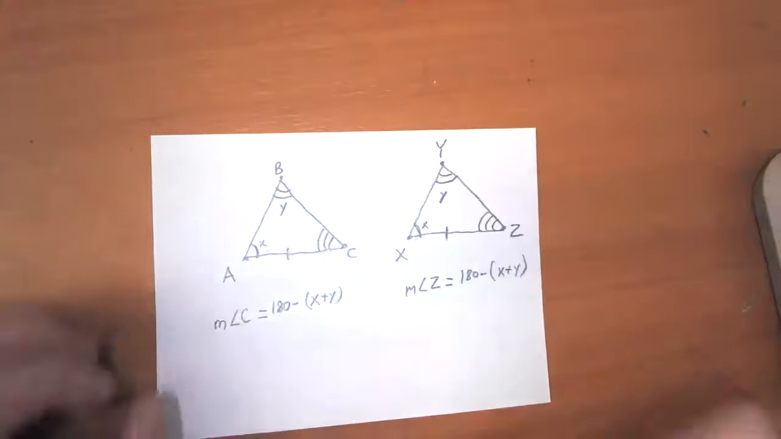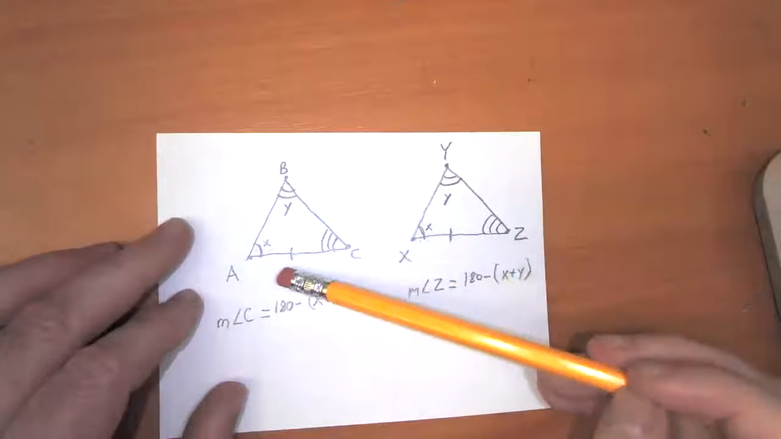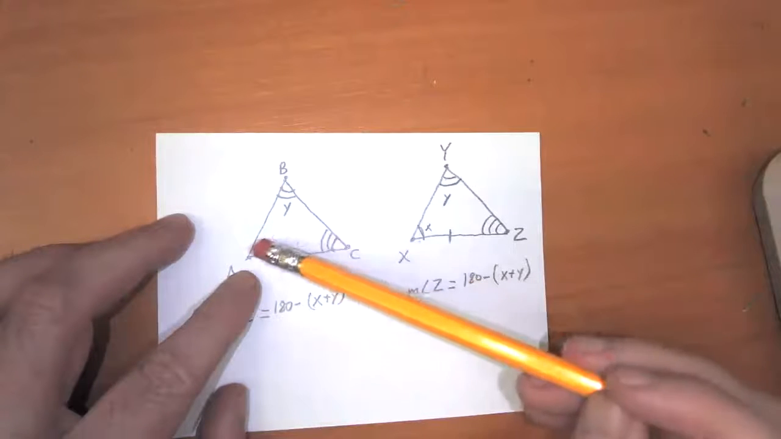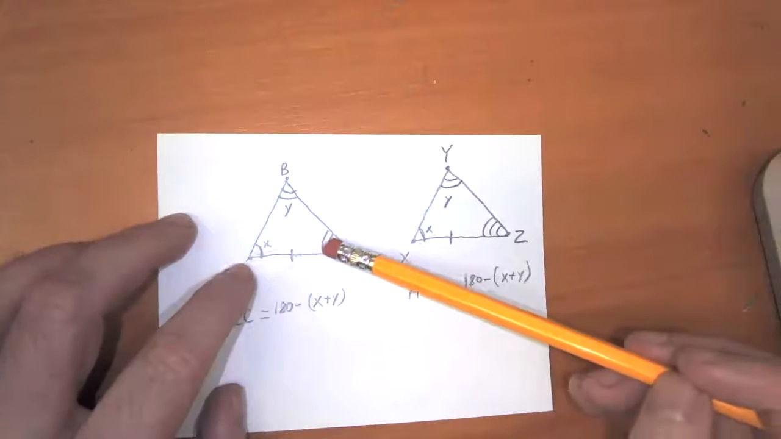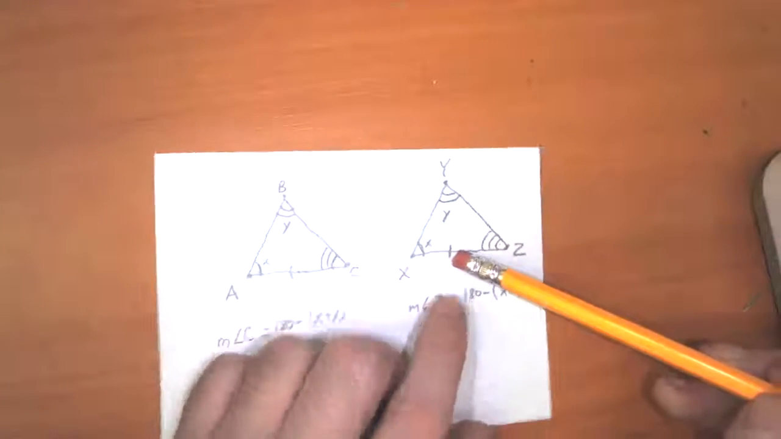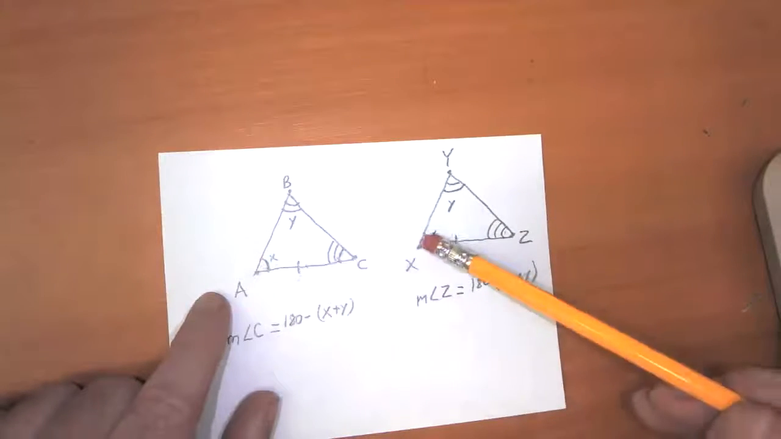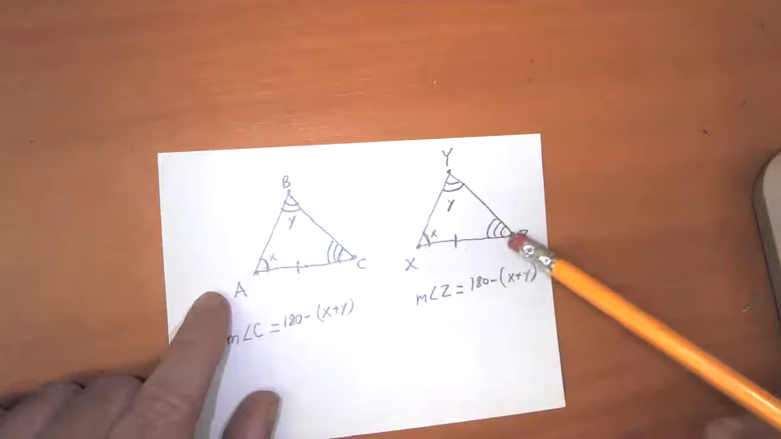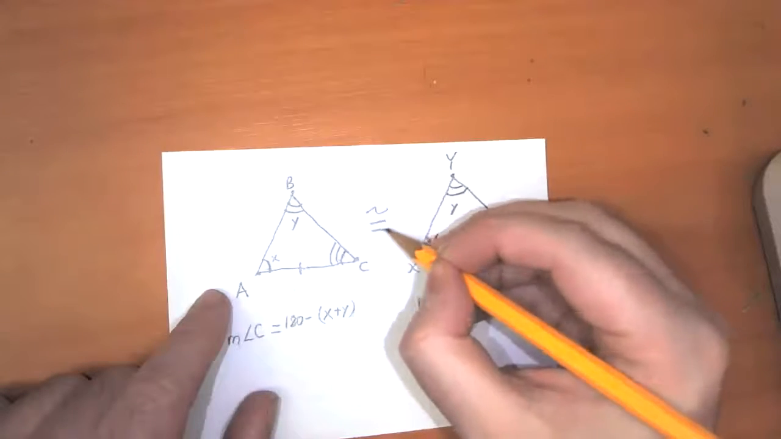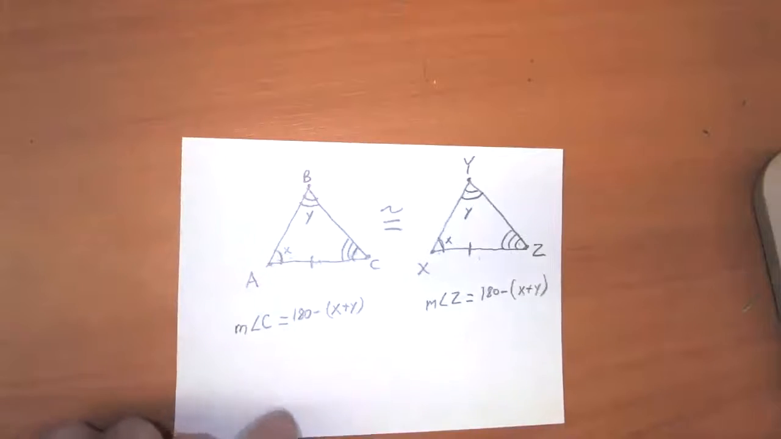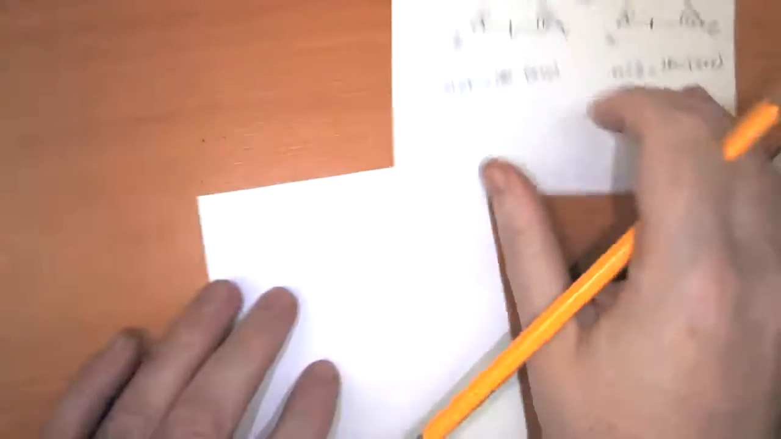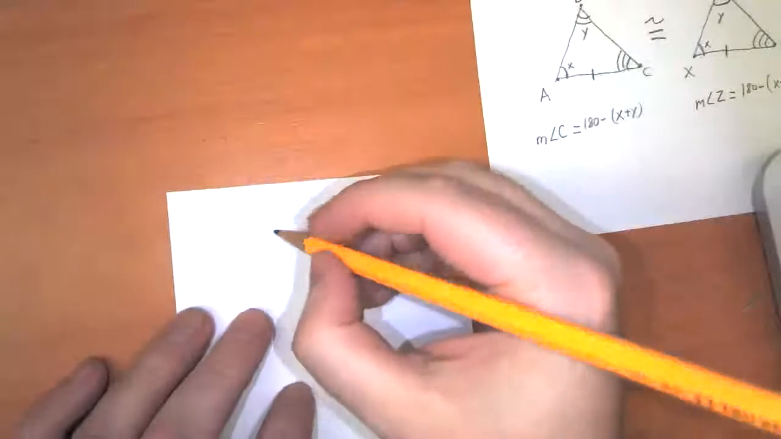And therefore, even though I started with two angles and the side that wasn't between them, now I can use the ASA theorem, because here are two angles and the side between them. Here are two angles and the side between them. And so A is congruent to X, C is congruent to Z, this side is congruent to this side. So therefore, these two triangles are congruent. Does that make sense?